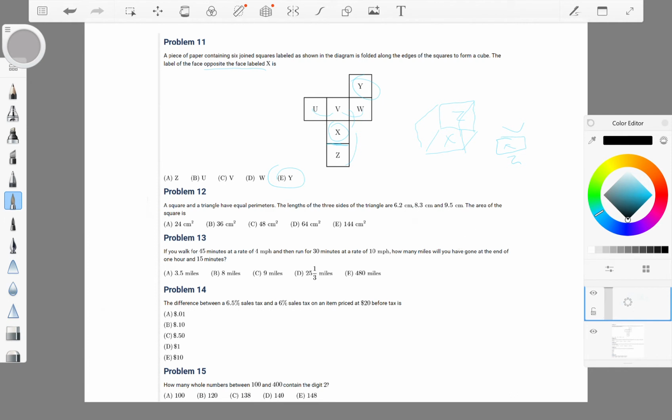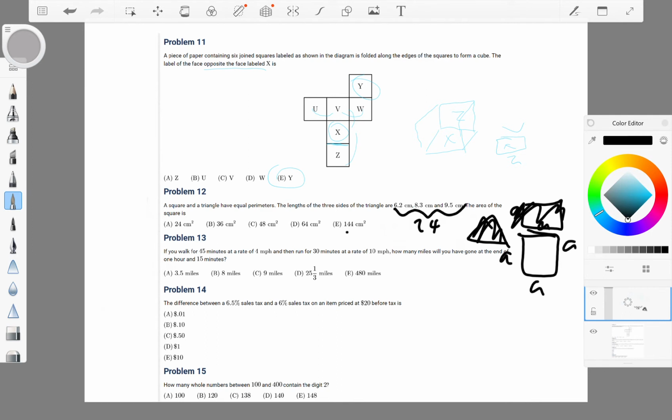So the perimeter of the triangle is going to be 24, right? Now the square has the same perimeter. Let's say the square, that's not really a square, that's a rectangle. Let's just draw better. That's an okay square. A, and A, right? So 4A, which is the perimeter, is equal to 24, because they have the same perimeter.